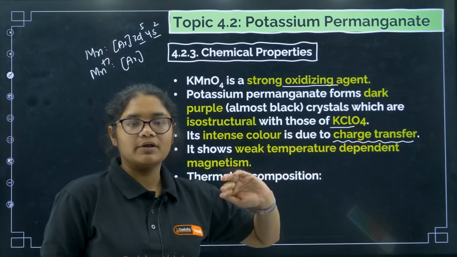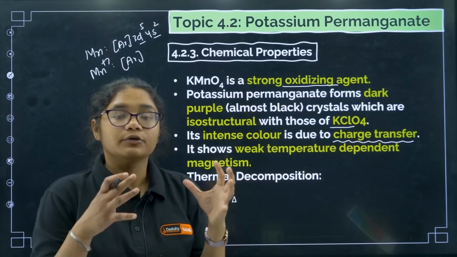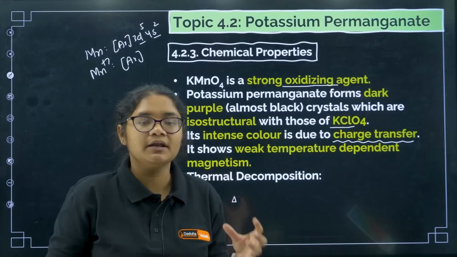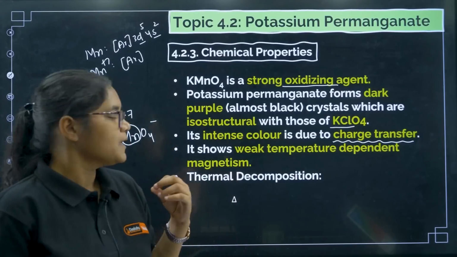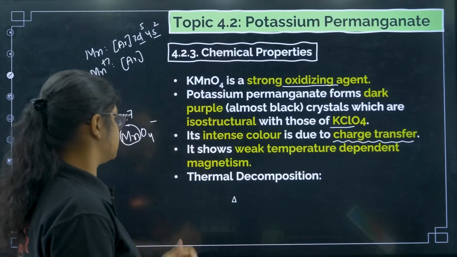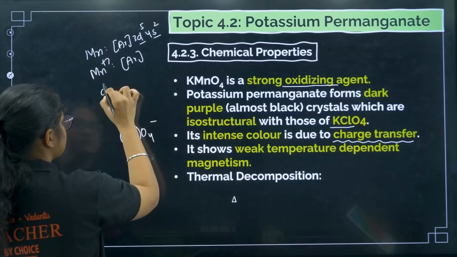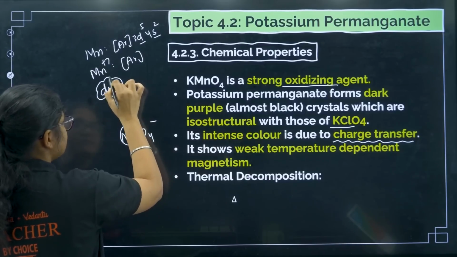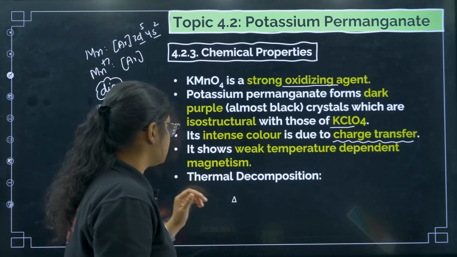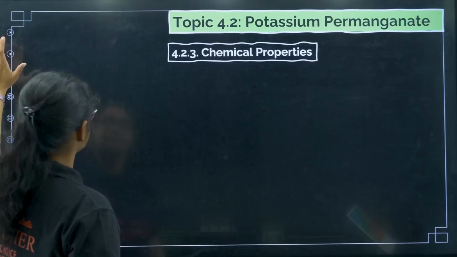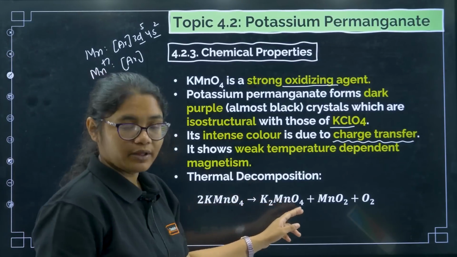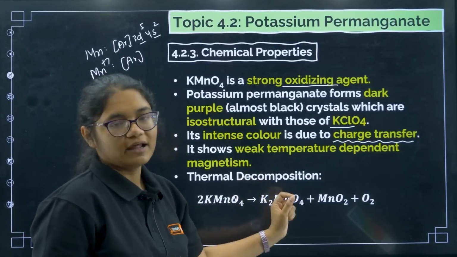What charge transfer is is a higher level thing which you need not know. You have to just understand that there is something called charge transfer, ligand to metal charge transfer, because of which this is a colored compound. Next, it shows weak temperature dependent magnetism. So generally there is no unpaired electron, so it has to be diamagnetic, right? But sometimes it even shows some magnetism effect due to some temperature effect. And after that, it also undergoes thermal decomposition. So you can see here KMnO4 decomposes to give you K2MnO4, MnO2 plus O2.